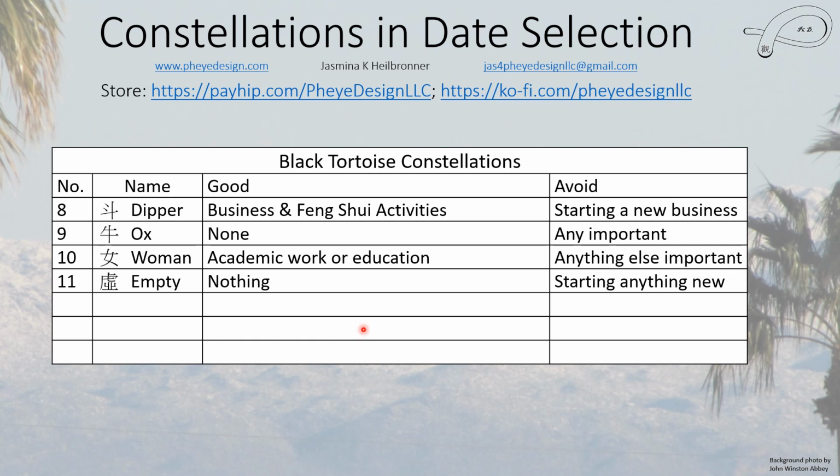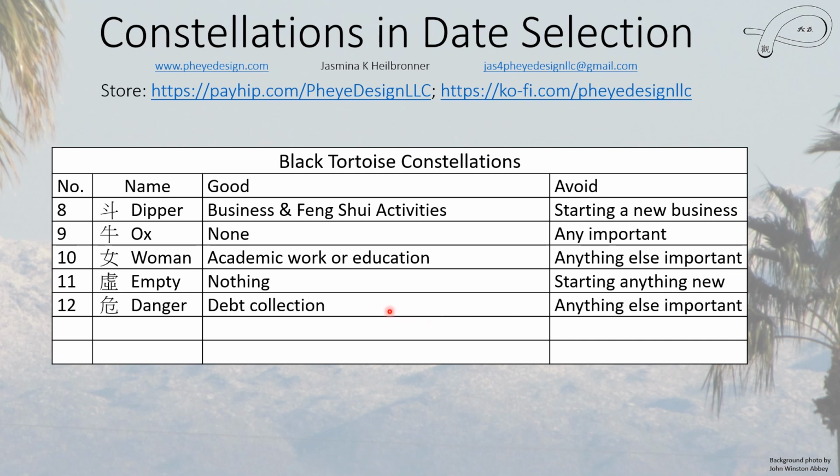Now, number 11 is empty. It's basically not a good day for anything, but it's particularly bad for starting anything new. So don't introduce a new product. Don't start a new business. Don't start a new project. Just keep working on what you're already doing, and you'll be fine.